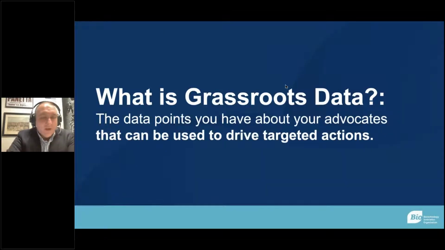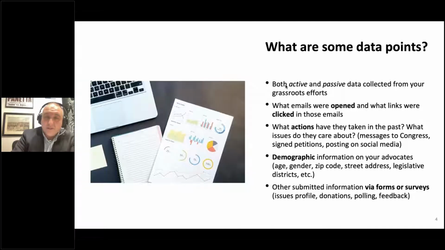So when I talk about grassroots data, what we mean by that is the information you have about your advocates, beyond just an email address. These are all things that can be used to drive targeted action. So the more you know about somebody, the better you can communicate with them about the issues that matter to them, and the calls to action can be more specific and more likely to actually be completed. So this is what we're going to talk about today, how we can get better grassroots data from our activists.